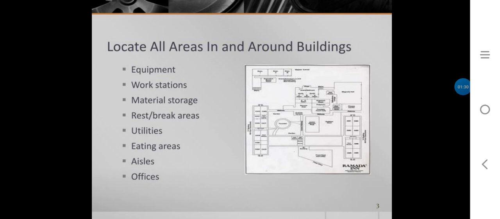Actually, we are focusing on building up this plan, focusing on the operation management interface. Locate all areas in and around buildings, including the equipment or machines, machinery, workstations, material storage, break areas, utilities, eating areas, cells, offices and other things.